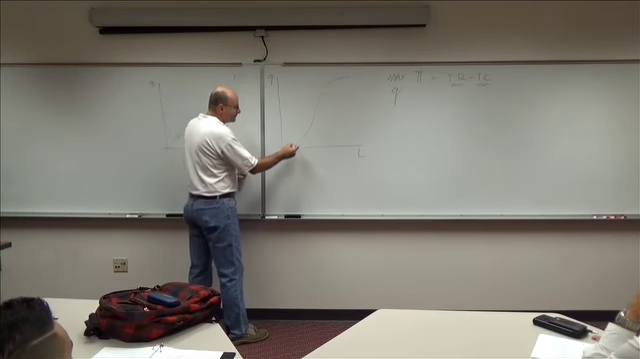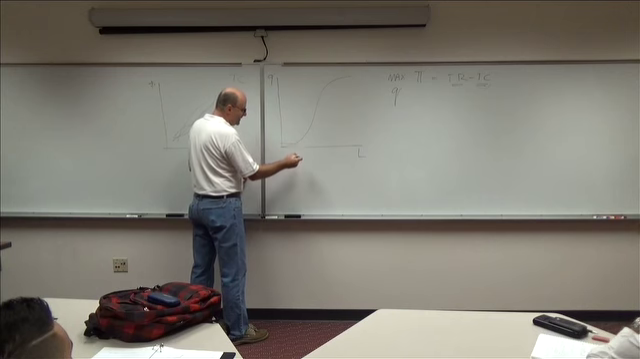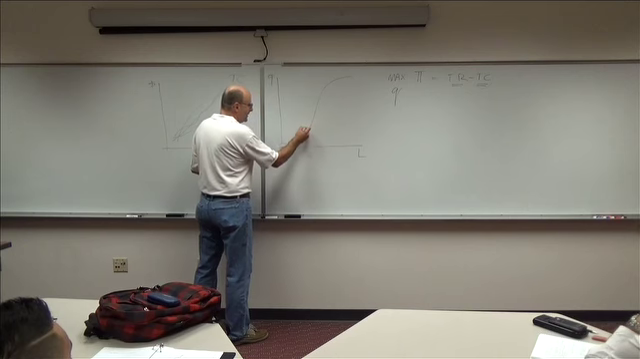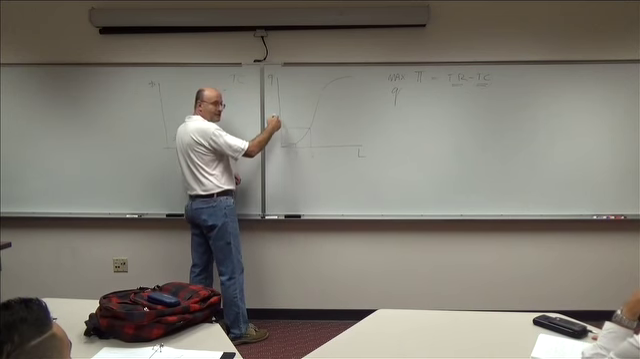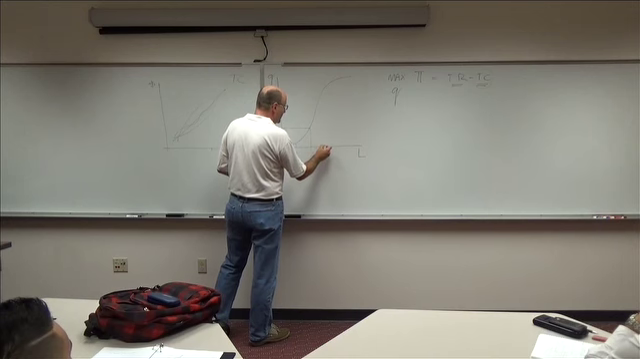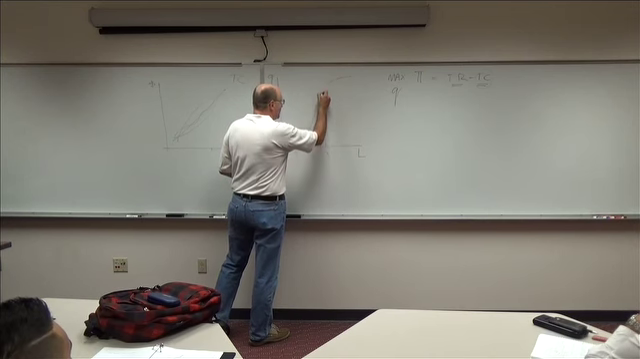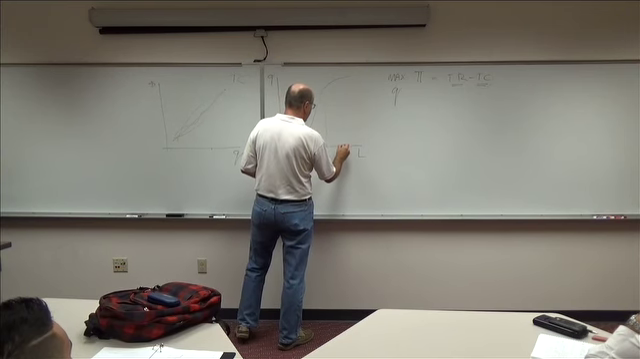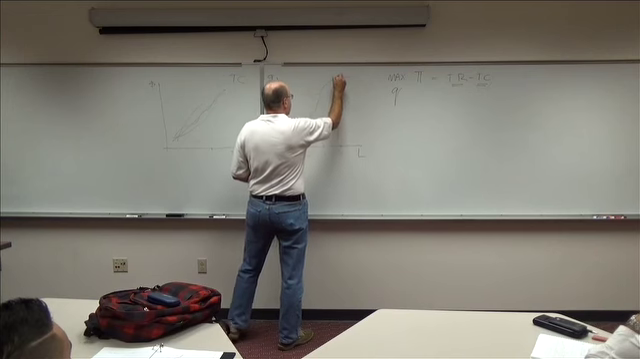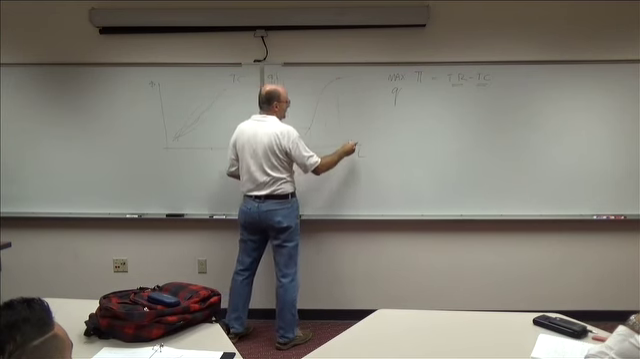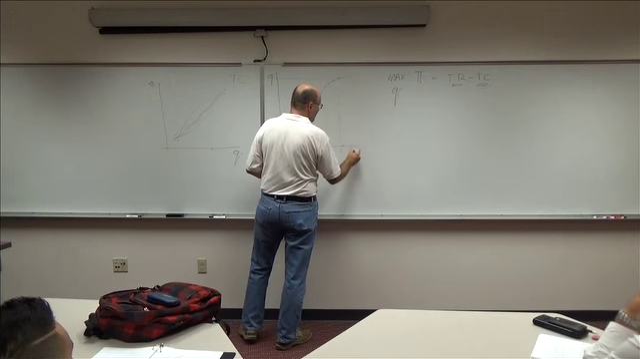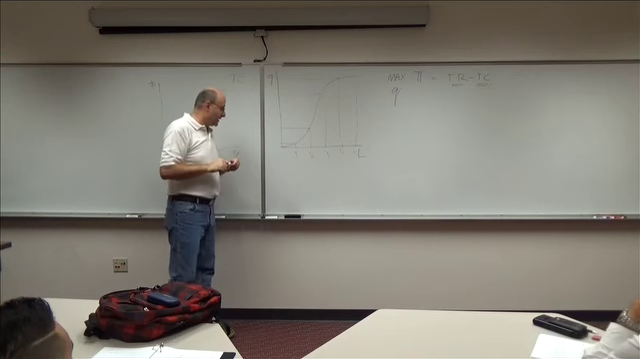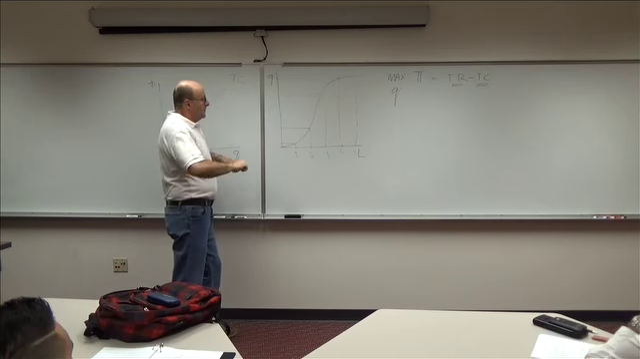So one worker barely gets anything done. Two workers get a lot more done, right? You can see the dramatic increase. Three workers get a lot more done. Four workers get some more done. And five workers really don't get much more done at all, right?